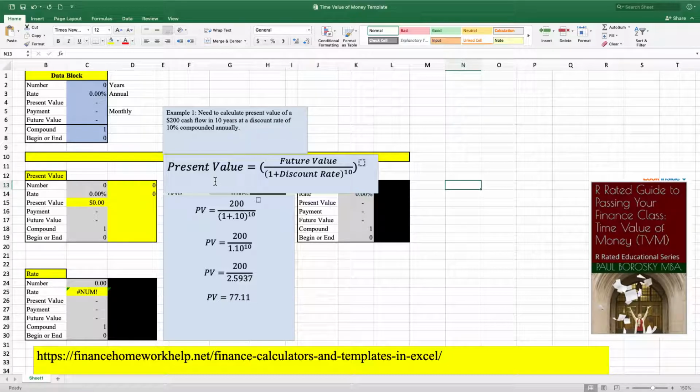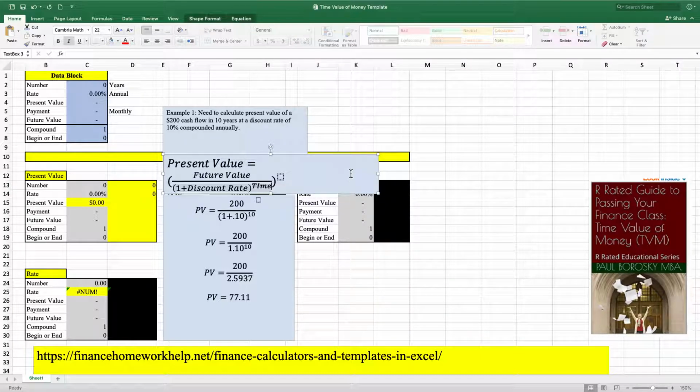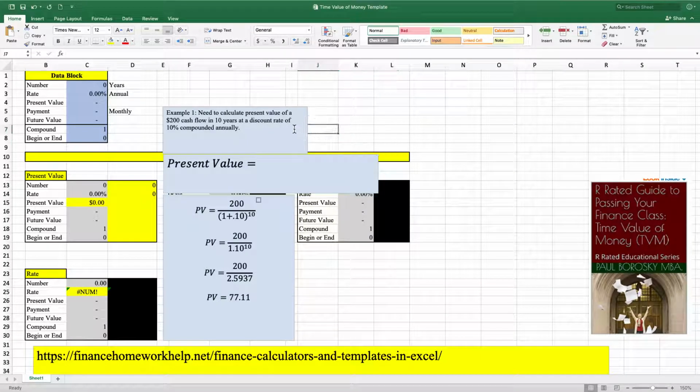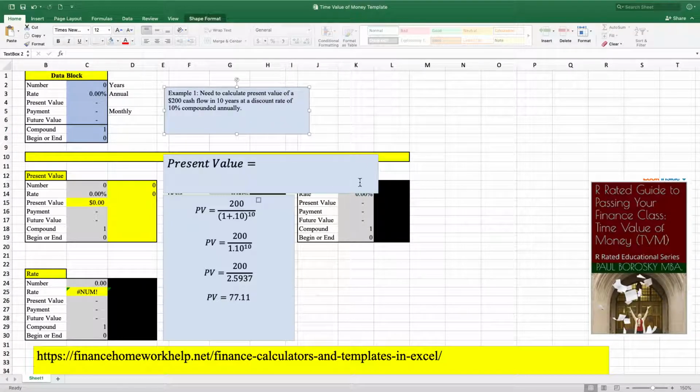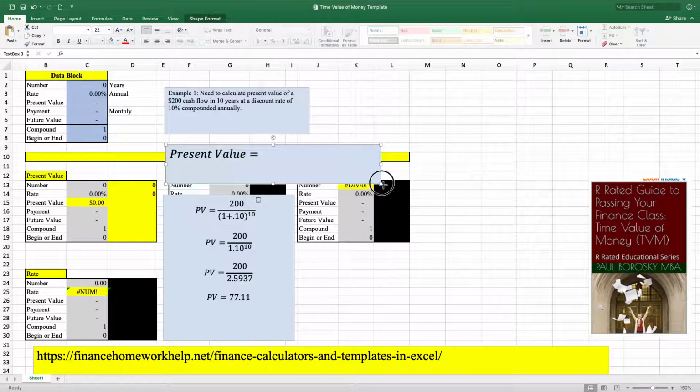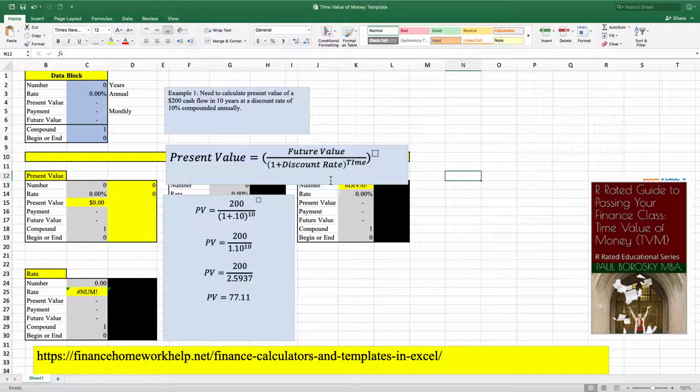The way that we're going to do this is we're going to either use the present value formula, which is right here. The present value formula is your future value divided by 1 plus the discount rate raised to the time. The 10 should be the time. That's your time period. So it's 1 plus the discount rate raised to the time.